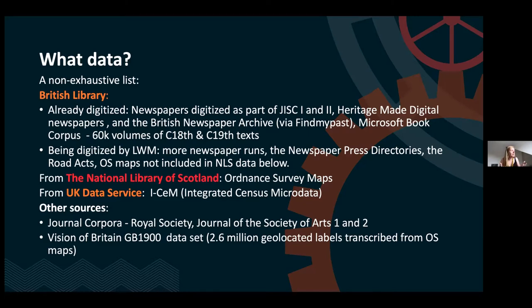There's not enough time to go into detail of all of our data sets because you can see there's a lot of them. But I think it gives a sense of the breadth and complexity of the sources that we're using that include textual data, such as the BL's newspaper holdings, visual data, such as the National Library of Scotland's Ordnance Survey maps, and tabular data, such as the integrated census microdata deposited with UKDS.